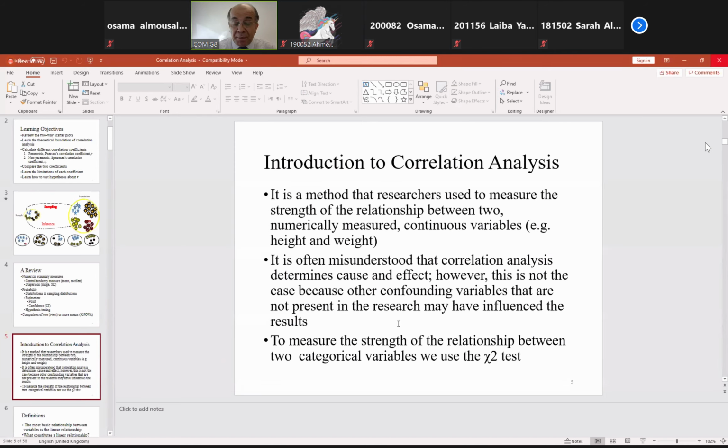Now, remember from the previous lecture, we talked about continuous variables and other types of variables.